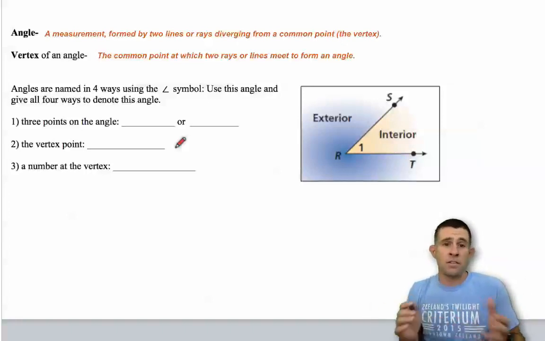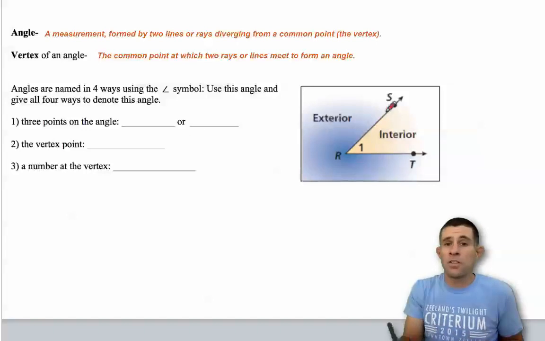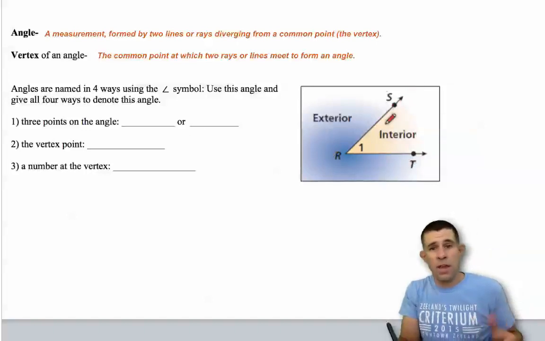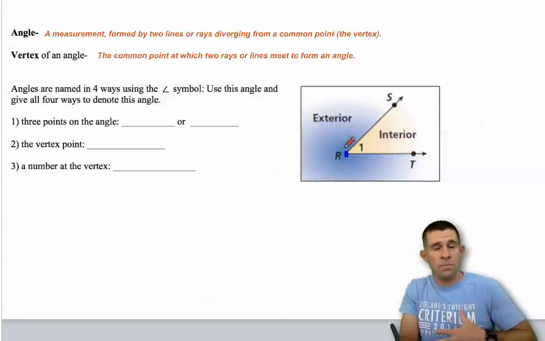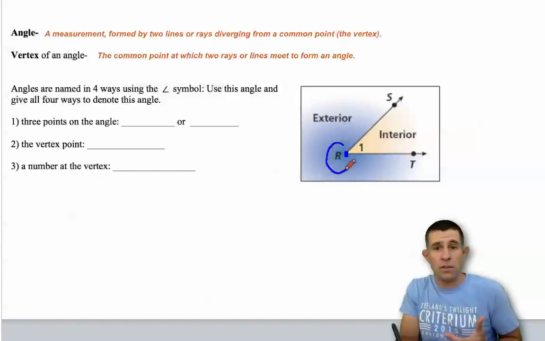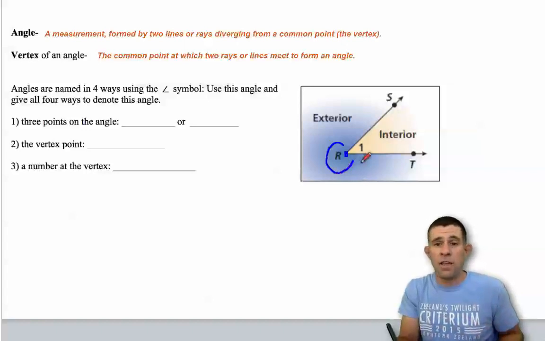We'll take a look at that here in just a second. But when we name an angle, there's always a particular naming convention that we use. So let's take a look at our example over here on the right hand side. We have a ray RS and a ray RT. They form this angle SRT, in which the common point from which these two rays diverge is R. Therefore R is known as the vertex of this angle.